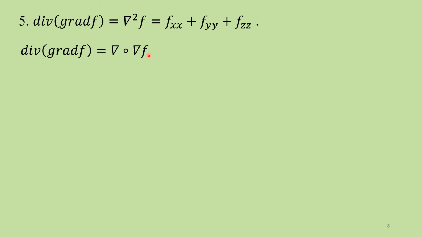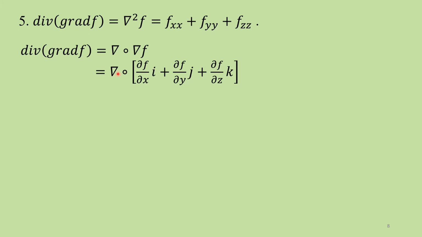Now it is nothing but ∂f/∂x i plus ∂f/∂y j plus ∂f/∂z k, the gradient of scalar function f. Now operate del on that, del dot. So that is nothing but the sum of the product of components. The components of del are ∂/∂x i plus ∂/∂y j plus ∂/∂z k.